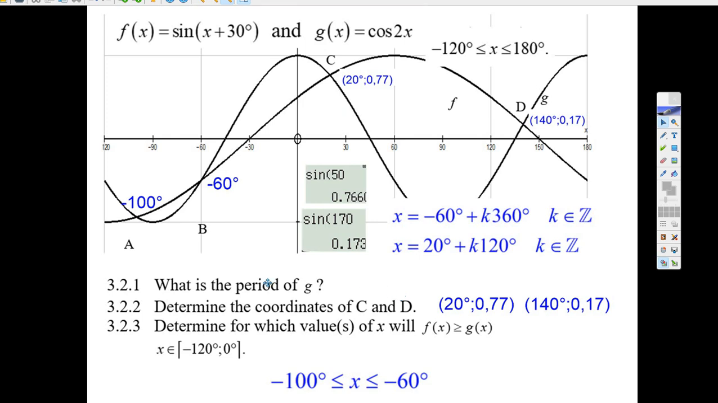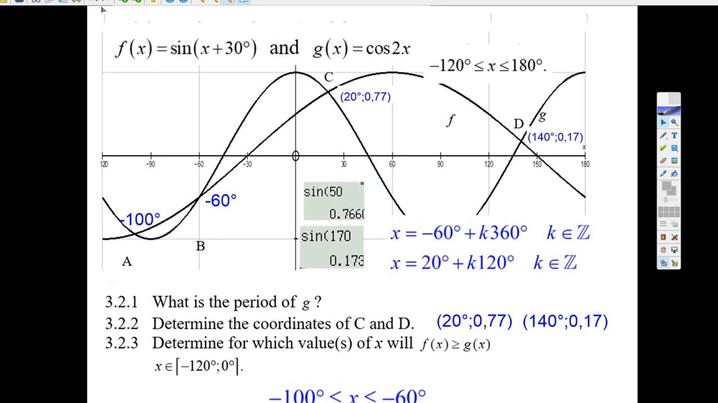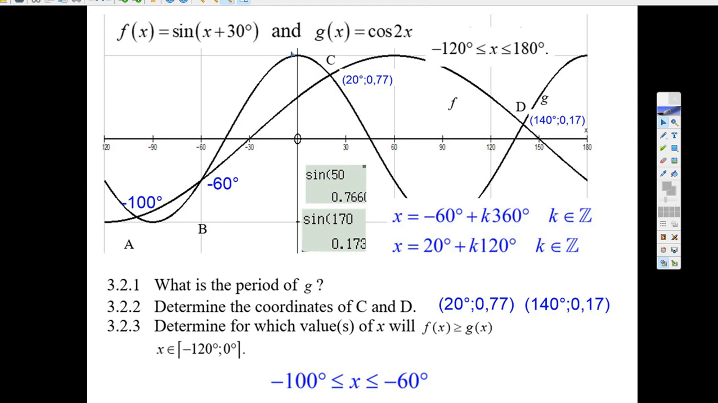Let's just see here. The first question is, what's the period of g? Well, g is this cosine 2x. Here it is. It's this thing here. Period means the distance it takes to go through a complete wave. You start up here at 0, you go down all the way, and then come back to the same place. That's 180 degrees. Plus, you should know it's 360 divided by 2. That makes a period of 180 degrees.